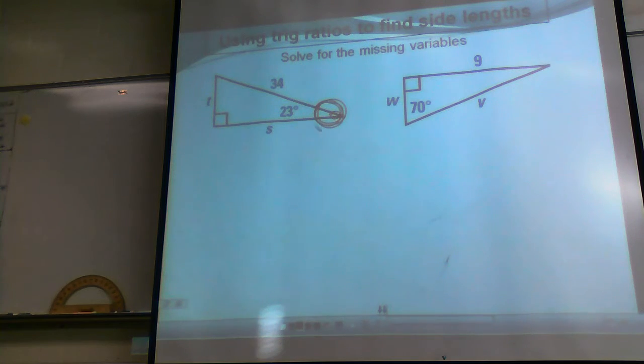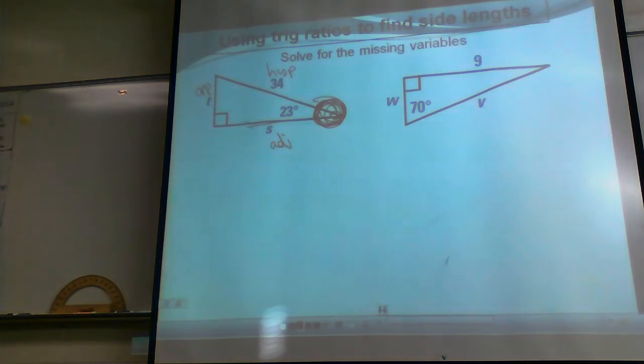And I said, okay, once you've got the acute angle, circle it so you know, oh, I'm looking at this angle. Then you're going to label the sides, right? That's my hypotenuse, so this is the longest side. This is the side right next to it. It's the adjacent side. That's the opposite.